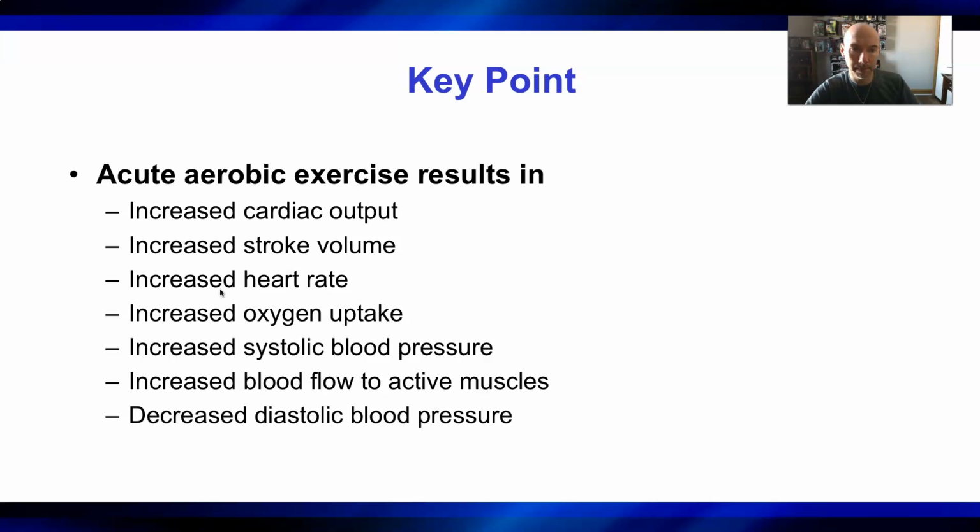So key point, during exercise, we see all of these things that we mentioned earlier increase. Diastolic blood pressure may decrease, but often we just say it stays the same. But there may be a slight decrease. So pretty much across the board, all the variables are going to increase during aerobic exercise, which makes sense, right? The body needs more oxygen-rich blood, so the cardiovascular system responds to deliver more oxygen-rich blood.